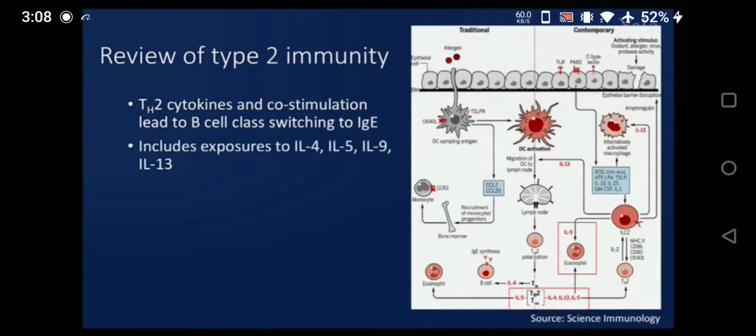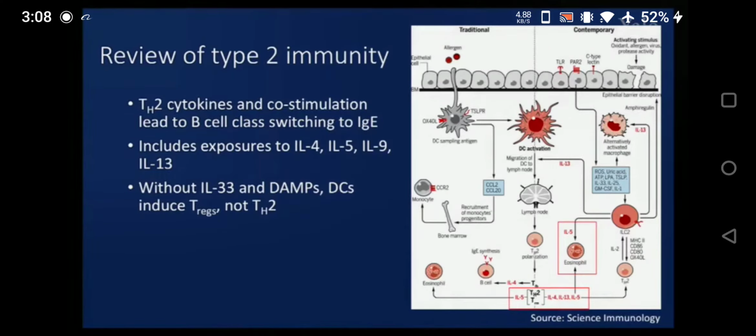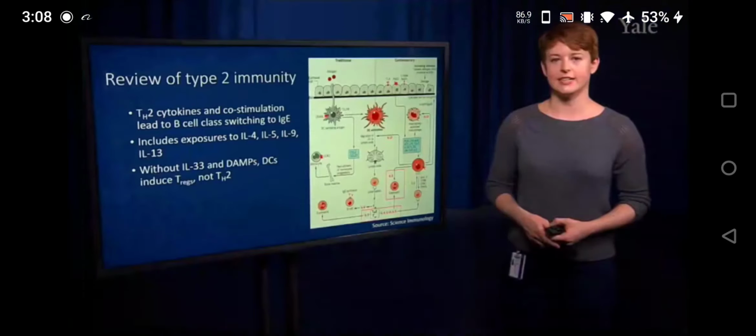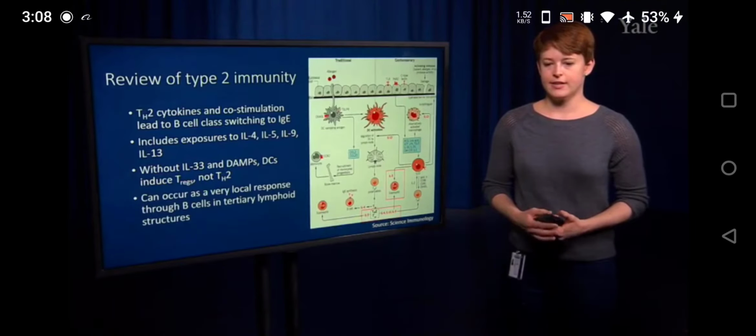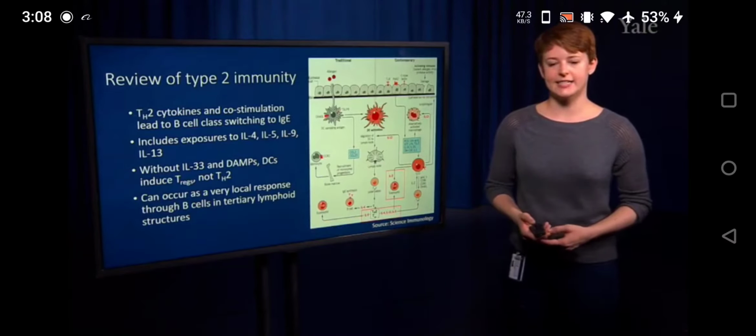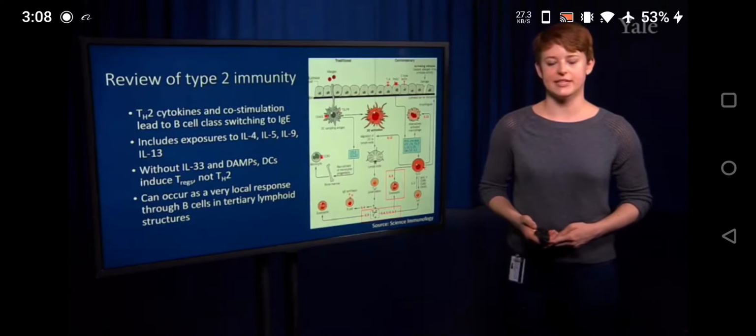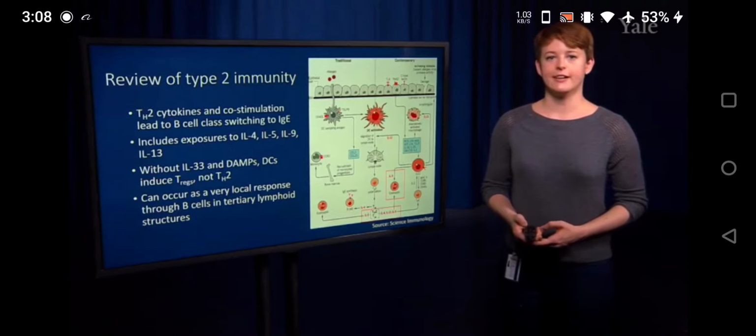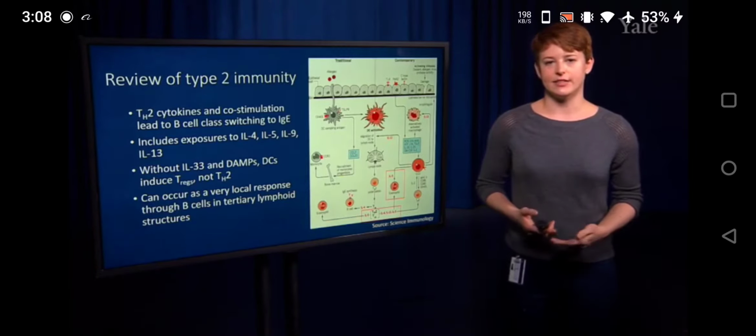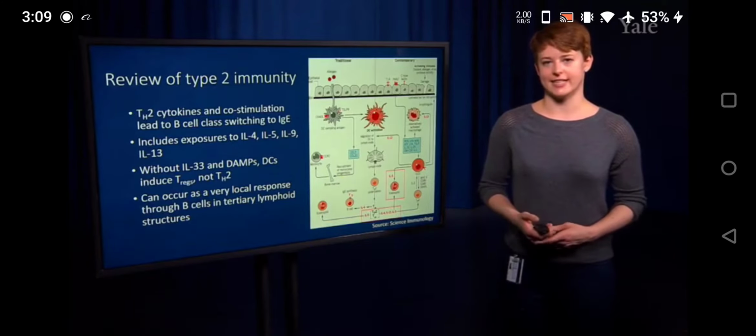I mentioned a few of these, but primarily these cytokines include IL-4, IL-5, IL-9, and IL-13. And without IL-33 and DAMPs, or the damage-associated molecular patterns, dendritic cells will typically actually induce regulatory T cells, not a Th2 response. These responses can occur as a very local response through B cells, and often this occurs locally in tertiary lymphoid structures. These are going to be germinal centers or lymphoid tissues that develop in sites of inflammation.